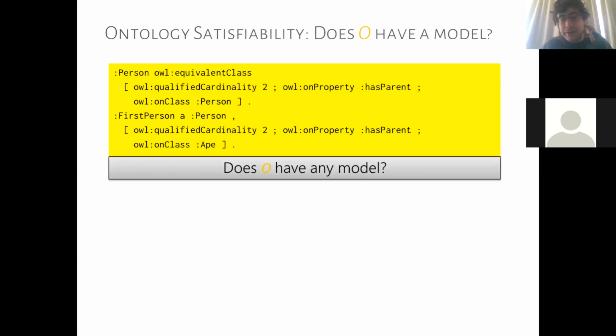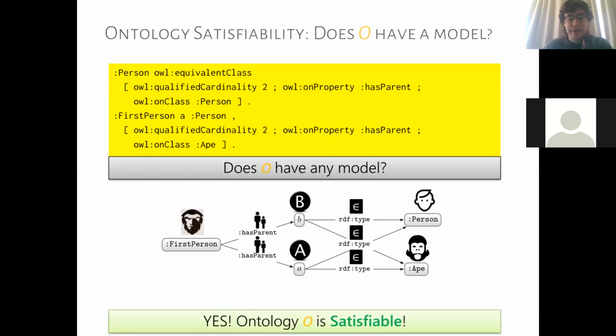So does O have any model? In fact, it does. So in this first model here, we say that first person has two parents that are different elements of the universe. And then we say that both of them are people and apes at the same time. And we see that we satisfy these definitions here because the first person has two parents that are people, and it has two parents that are apes. So that's one possible model.